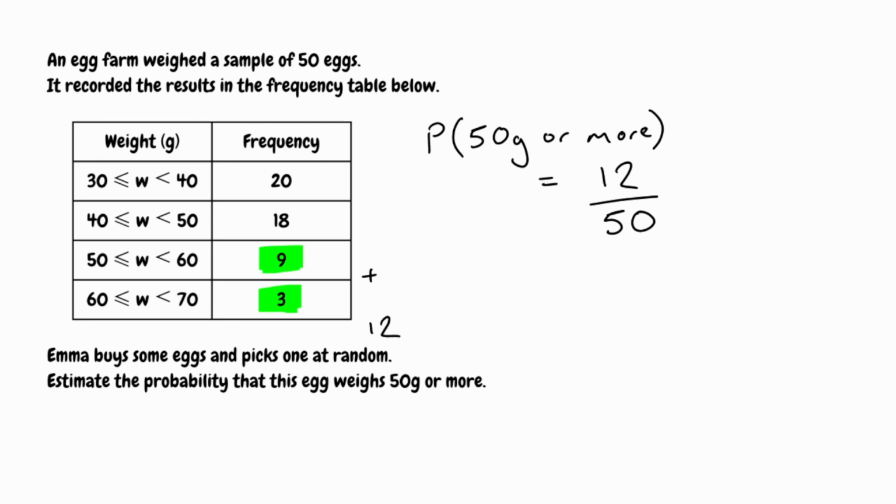So our relative frequency, or estimated probability, that the egg that Emma picks at random weighs 50 grams or more would be 12 over 50. But again, we can simplify this. We're looking for the highest common factor of 12 and 50, which is actually 2. So if I divide the numerator by 2, that's going to give me 6. And if I divide the denominator by 2, that's going to give me 25. So again, the estimated probability that Emma picks an egg that weighs 50 grams or more is 6/25.